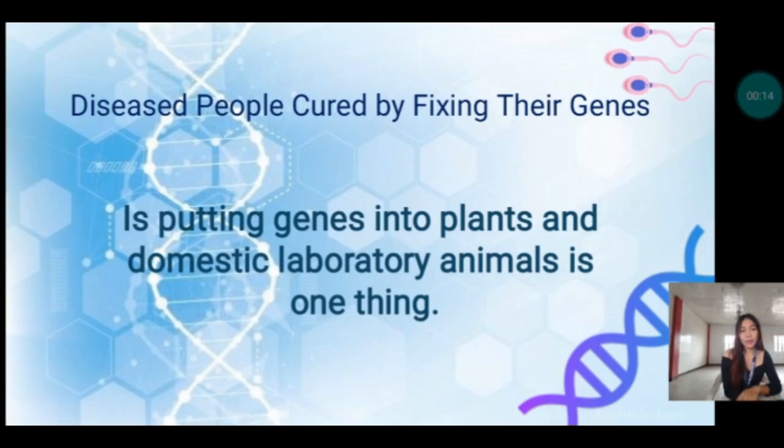So, this is the use of genetic engineering to treat diseases caused by faulty genes. Faulty genes are genes that have mistakes. They can cause diseases or health problems, such as increasing the risk of cancer and heart disease. Then, putting genes into plants and domestic laboratory animals is one thing. So, let's watch this video.